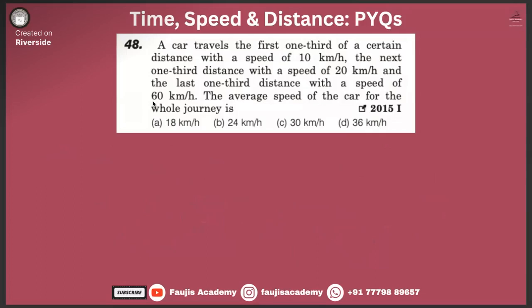We have a formula for that. What do you find in such cases where the distance is constant? A car travels the first 1/3 of a certain distance. Let us say this is the distance they want to travel. This is your A, this is your B. Let's say P and Q. All these three are same. A car travels the first 1/3 of a certain distance with a speed of 10 kmph, the next at the speed of 20 kmph.